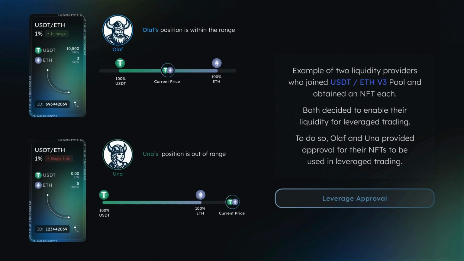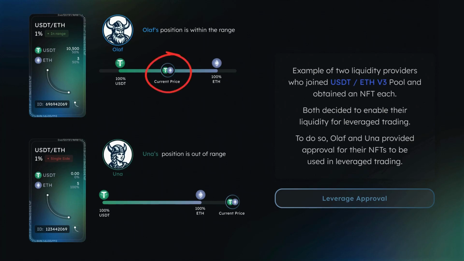Let's consider a scenario involving two liquidity providers, Olaf and Una, who have joined the USDT ETH v3 pool. Each has acquired an NFT representing their position. They decide to enable their liquidity for leveraged trading by clicking the Leverage Approval button on the Wagmi platform.